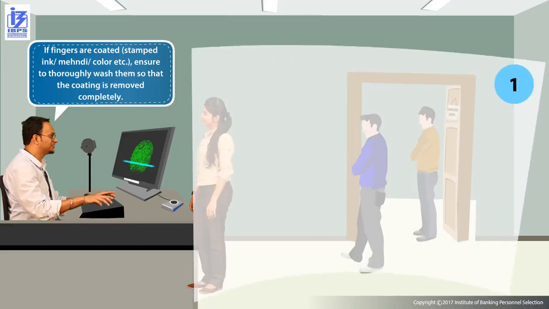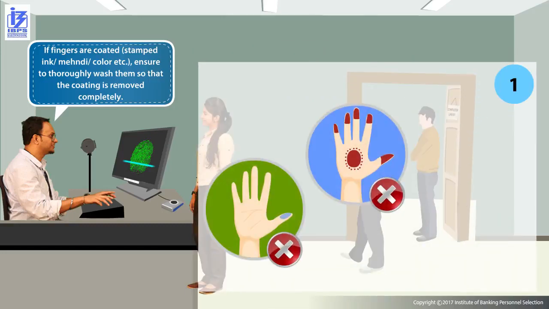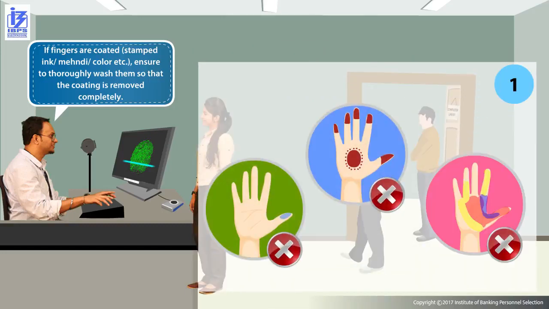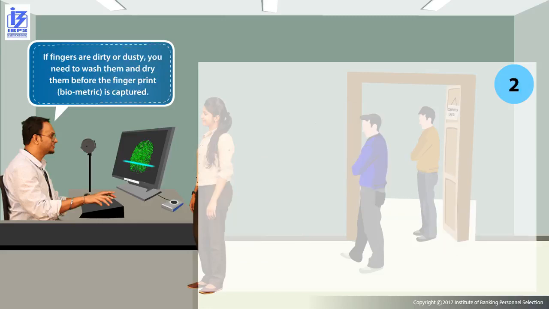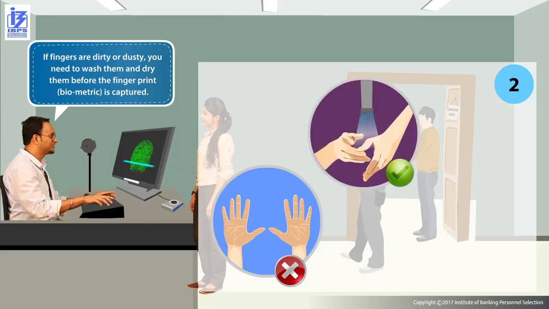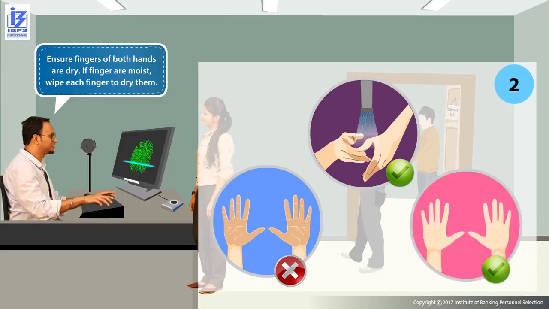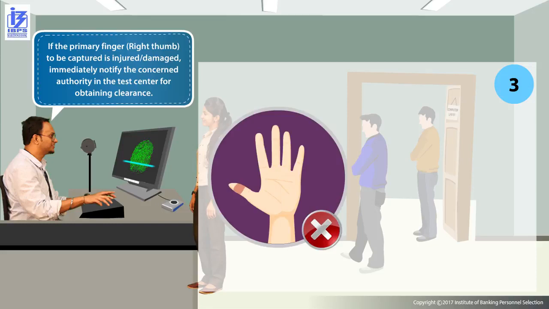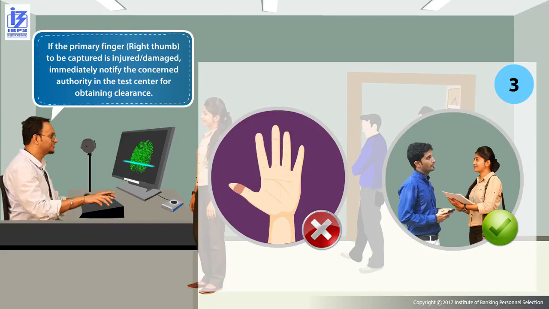If fingers are coated with stamped ink, mehendi, color, etc., ensure to thoroughly wash them so that the coating is removed completely. If fingers are dirty or dusty, you need to wash them and dry them before the fingerprint biometric is captured. Ensure fingers of both hands are dry. If fingers are moist, wipe each finger to dry them. If the primary finger, right thumb to be captured, is injured or damaged, immediately notify the concerned authority in the test center for obtaining clearance.